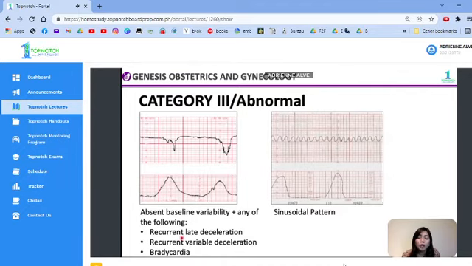Otherwise, the other tracing with a category 3 interpretation is this one, a sinusoidal pattern. This sinusoidal pattern is very distinct. It is a smooth sine wave. Okay? Like that, a sine wave. When you see a sinusoidal pattern, you are dealing with a baby with severe fetal anemia. When does that happen? In cases of abruptio placenta, when the placenta detaches before fetal delivery. You can also have placenta previa. So the mother bleeds, and the baby bleeds out as well. So when you see this pattern, it means you're dealing with severe fetal anemia already. Okay?